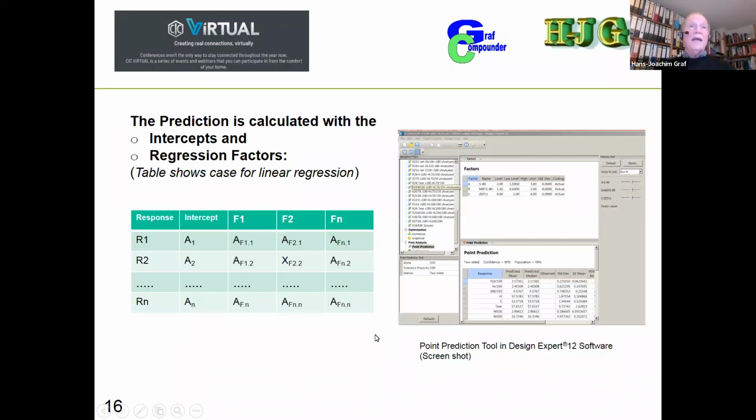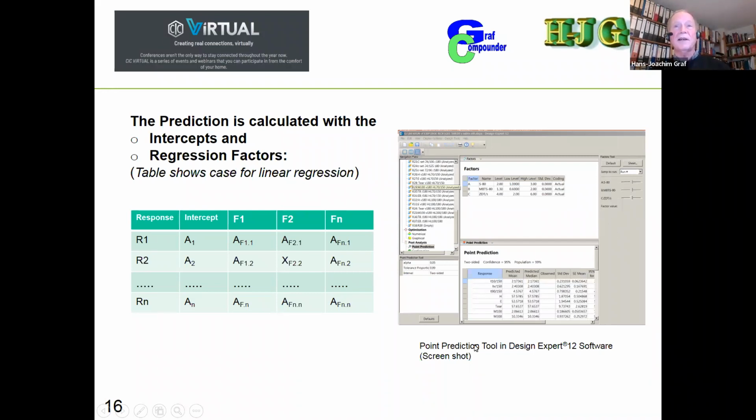Coming back to the regression equation, I have written this regression equation in a slightly different way. When you look at that, you have here the response column, the intercept column, and the factor columns F1 and so forth. Please keep this picture in mind, because we need that later when we go to artificial intelligence math. What you see here is a matrix of factors in columns, or you can see that as a regression equation in rows.